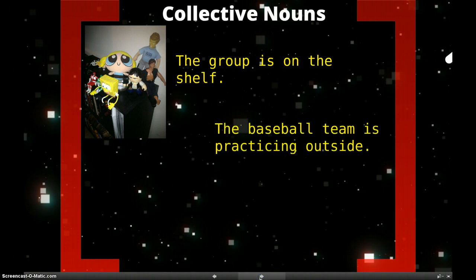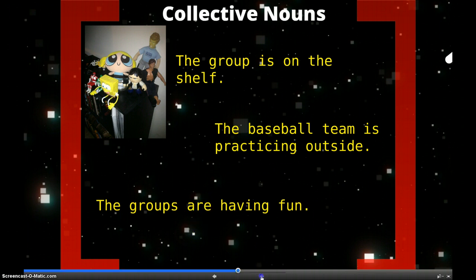The baseball team is practicing outside. This is the same thing. You have the baseball team. It is one team, so it has a singular verb. Now if you have multiple groups, like the groups are having fun, then you can use a plural verb. This gets a little trickier when you have interrupters, which we'll get to, I believe, next.